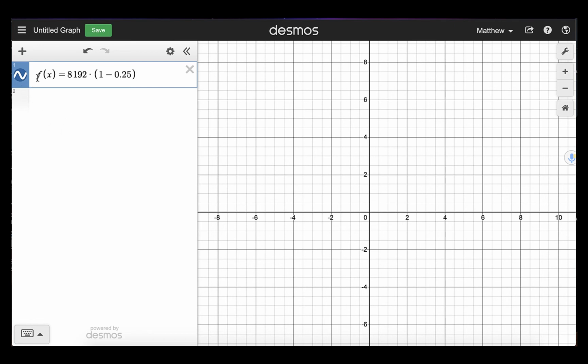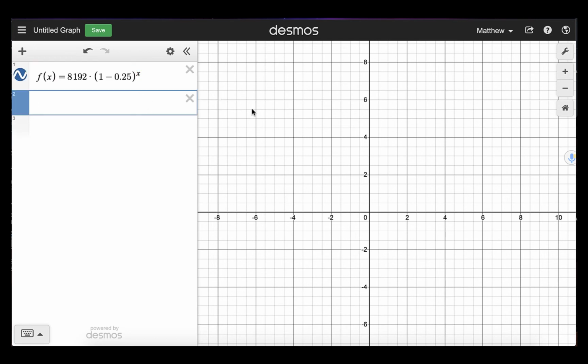Here in Desmos, I can type in my function, so f of x equals 8,192 times (1 minus 0.25). I'm not going to simplify that out. But we do need to remember, in Desmos, you need to use x. So I changed, instead of f of t, I made it f of x. We'll just know that x is the same as t.